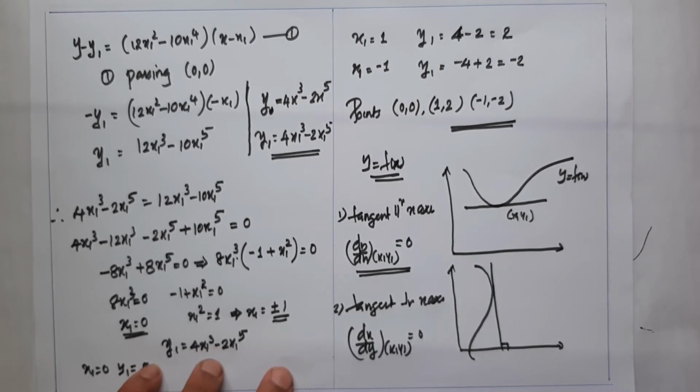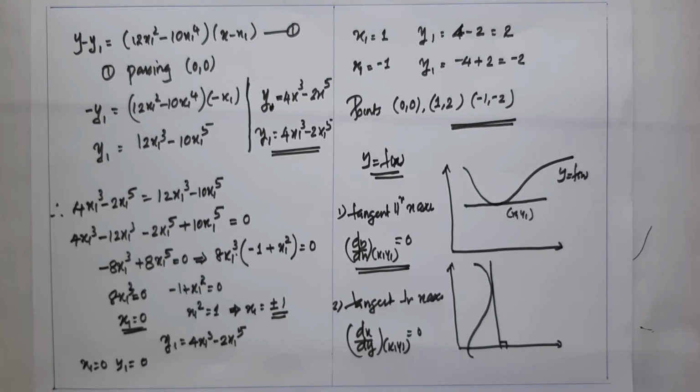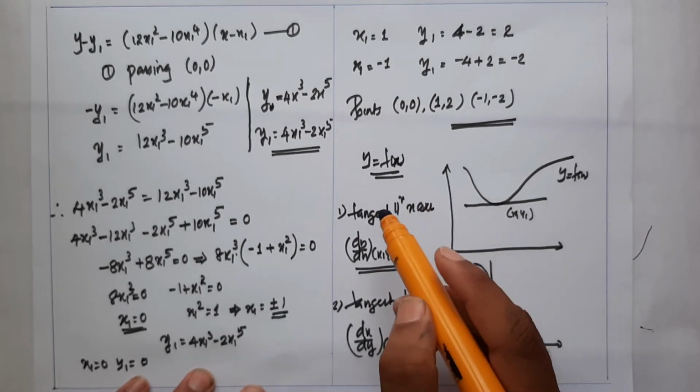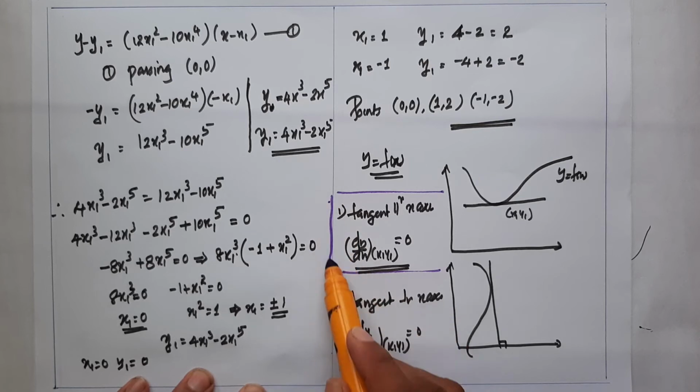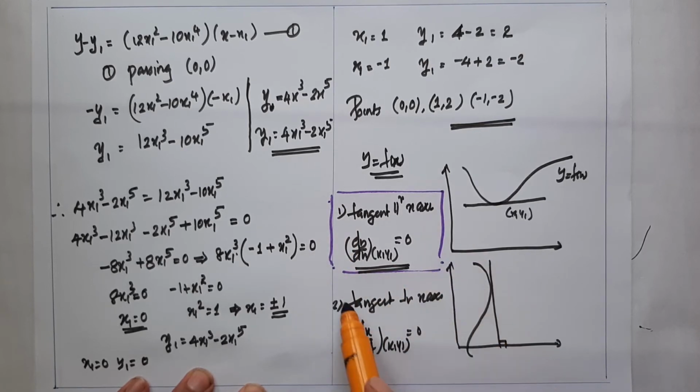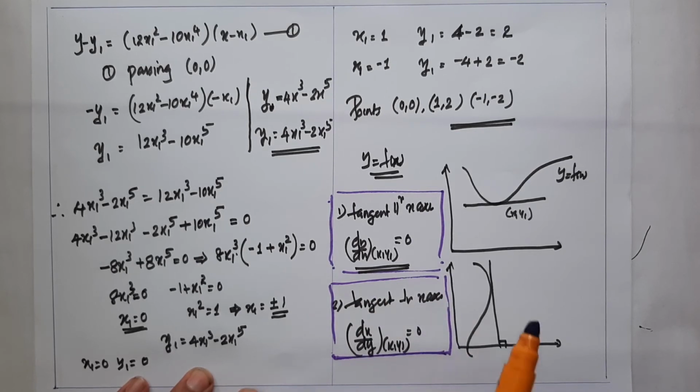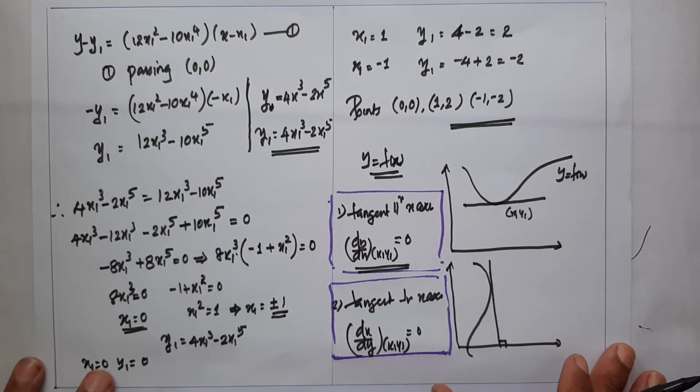These two conditions are very important. If a tangent is parallel to the x-axis, then dy by dx at x1, y1 equals 0. If a tangent is perpendicular to the x-axis, then dx by dy at x1, y1 equals 0. It's a very important condition. Using this condition, we form special case 5.